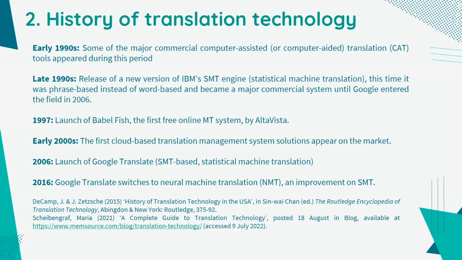And a few years later, as early as 2000, the first cloud-based translation management system solutions appeared on the market for the first time. In 2006, Google Translate, which was a statistical machine translation system, was launched. And then 10 years later, Google Translate adopted a new method, which was an improvement on statistical machine translation, neural machine translation technology.